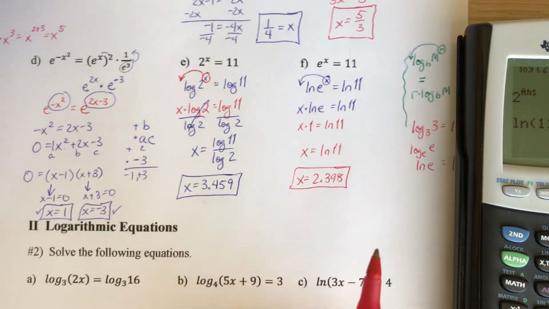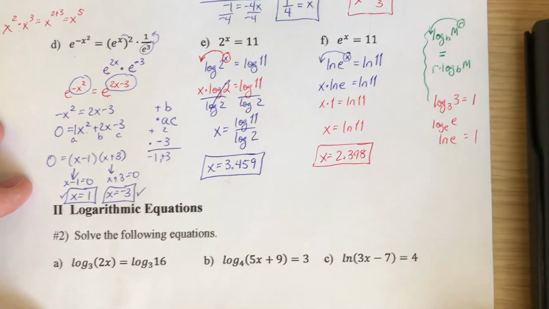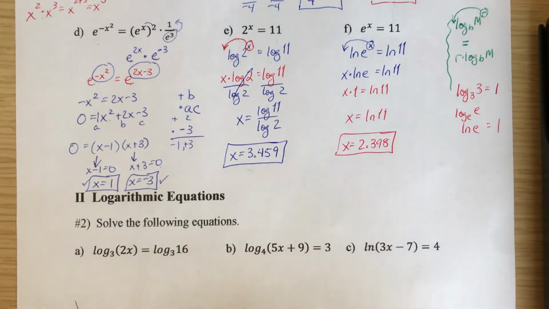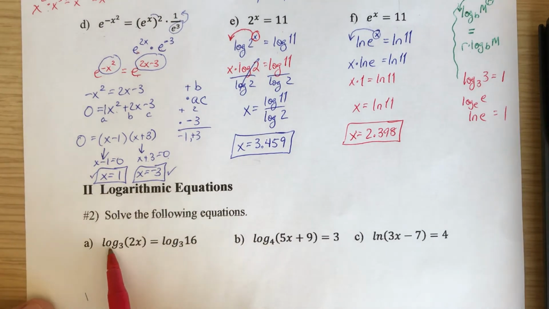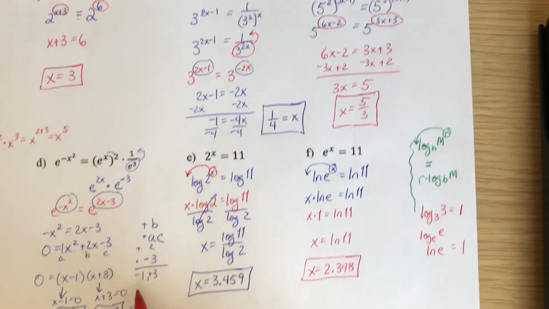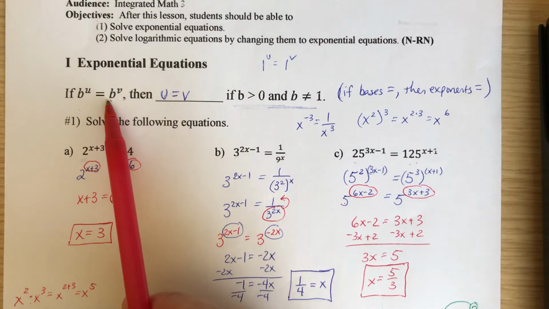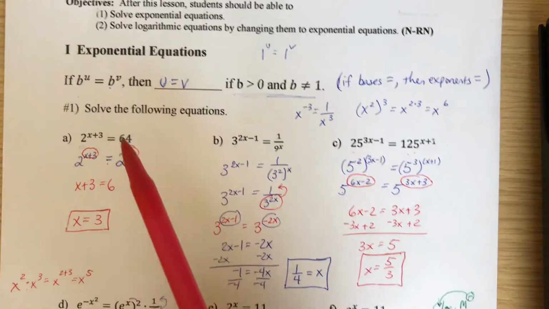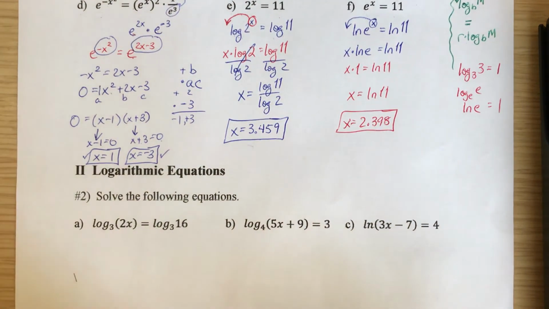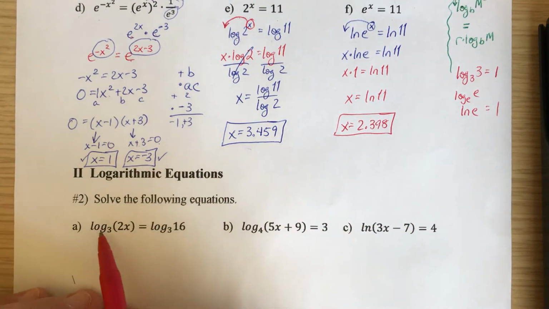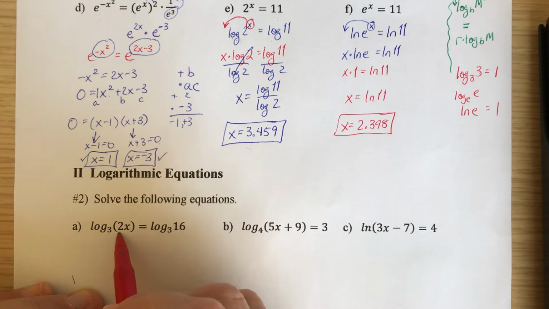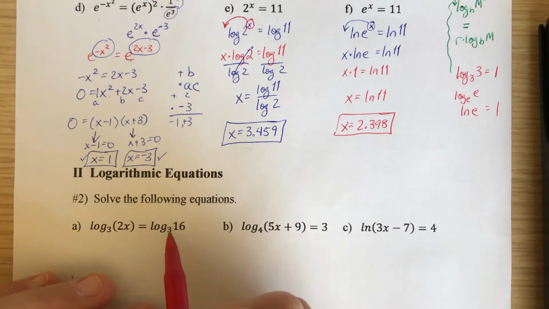All right, now that takes us to the second part here, which is logarithmic equations. So we want to solve the following equations here. Now, very similar to what we did with exponential, the concept, if the bases are equal, then the exponents have to be equal as well. This is going to be the same concept. If we have the same bases, the log base 3 and the log base 3, if those are the same, then these expressions have to also be the same.